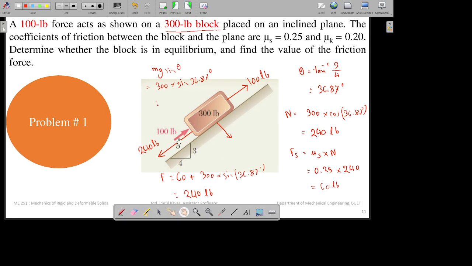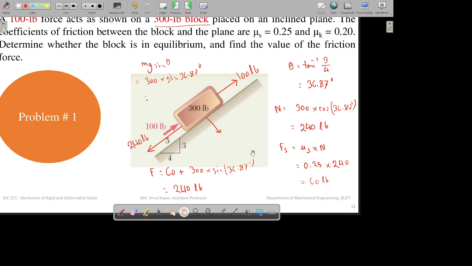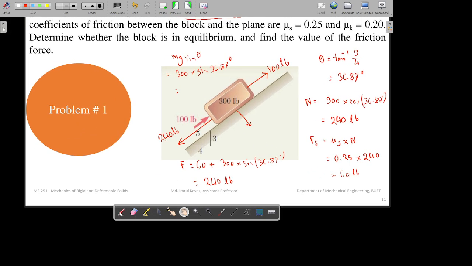Now, as you can see, the block will be in motion, so static friction will not be applied. We have to find the value of kinetic friction, because the block now is in motion. We cannot just determine the static friction. Static friction will not apply here because the block is moving. So kinetic friction will apply. So now we can simply find the value of kinetic friction.